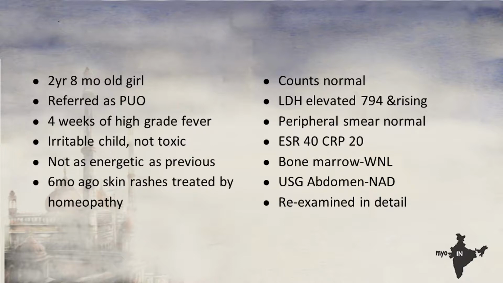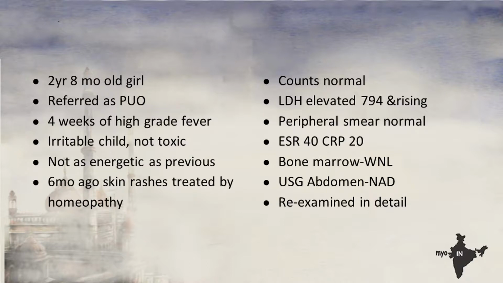She had a history of skin rashes 6 months ago, for which she underwent treatment with homeopathy. On evaluating her, we found she had normal counts and elevated and rising LDH. Her other enzymes were actually normal. She had a normal peripheral smear. And to be honest, in a child who presents with pain, fever, not energetic, with a rising LDH, my first thing is to rule out a bone marrow malignancy. So the first thing we did was a bone marrow, which was normal.